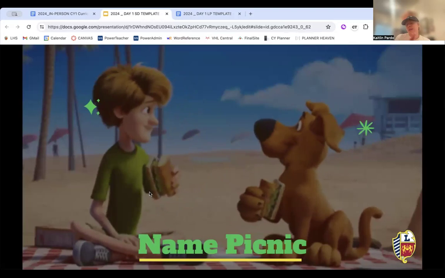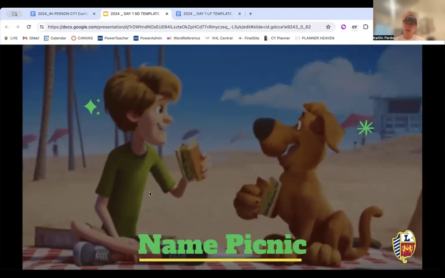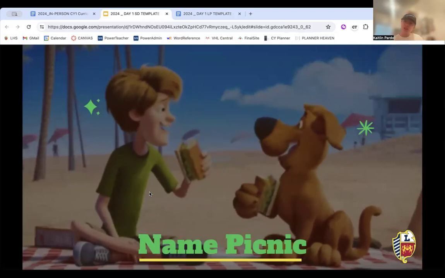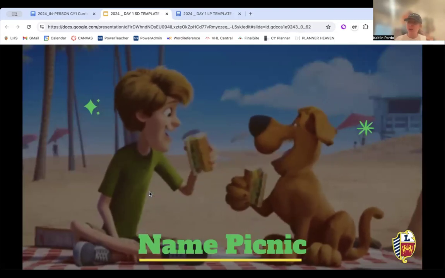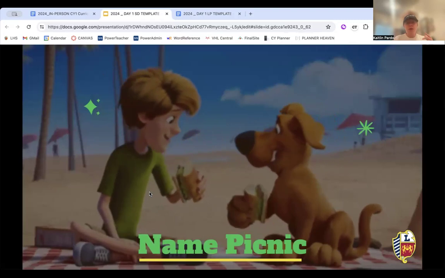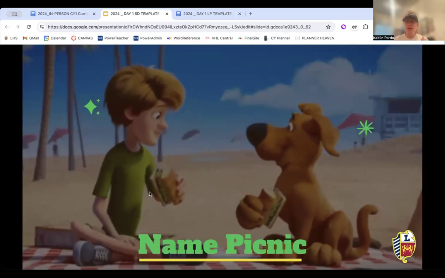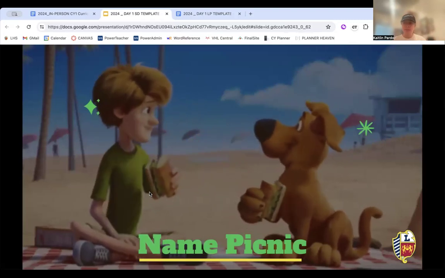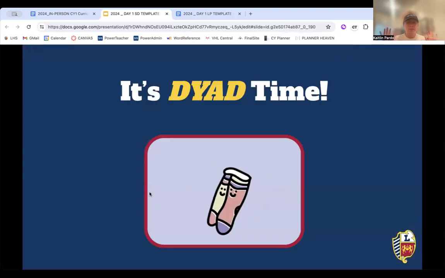Quick little side note, this activity might take a long time with your classes of 24 and 25. If you have to take a break, shake it out, whatever you got to do, or it can go really quickly. I mean, if you have a class that's really with it and they're wanting to engage, I love that. Excellent. So once that happens, we're going to say, okay, let's go ahead and get into dyad time.